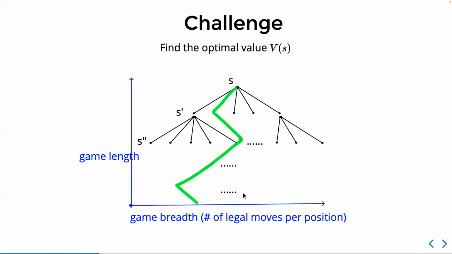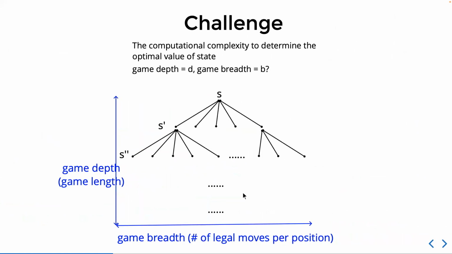Okay, I have no question here. So the optimal path is one of it. And the computational complexity is... So is this a question or? It's a question. Okay, so maybe you can clarify the question.